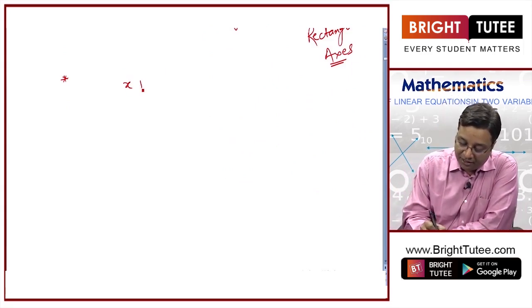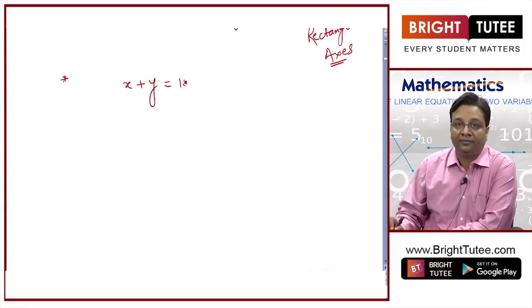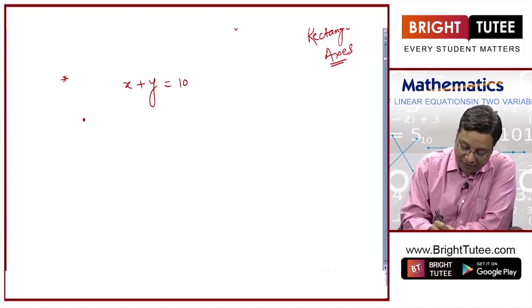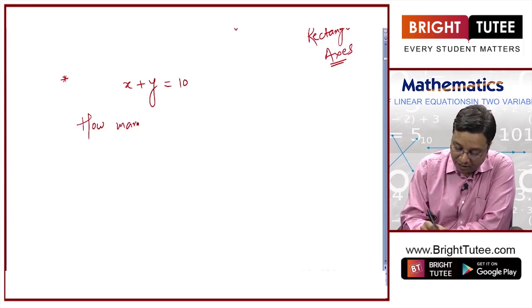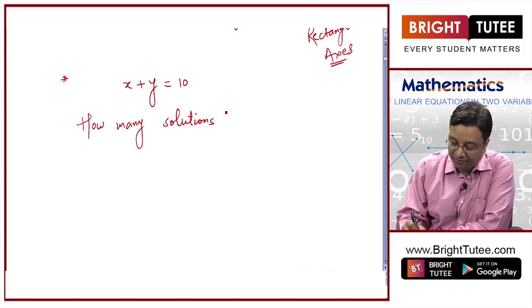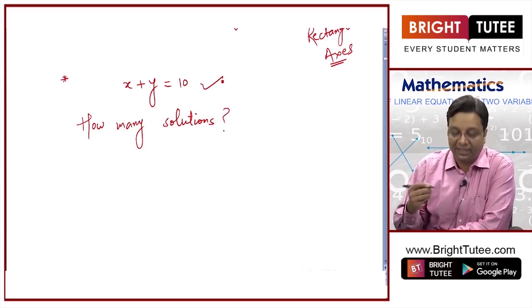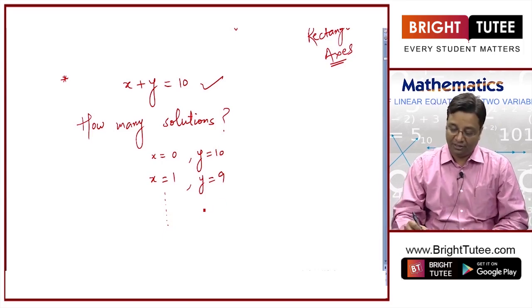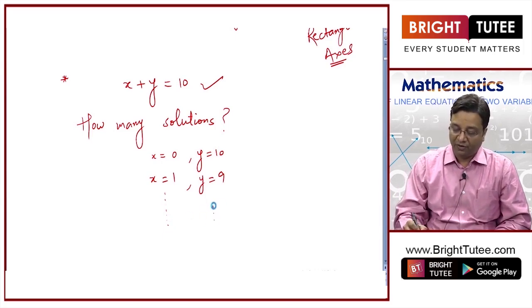If you have, let us say, one equation only, x plus y equal to 10. This is a linear equation in two variables. Now, if I ask you how many solutions can you have for this equation, you will say that if I put x equal to 0, y will be equal to 10. If I put x equal to 1, y will be equal to 9. Similarly, you can keep on putting values of x and you will get corresponding values of y.